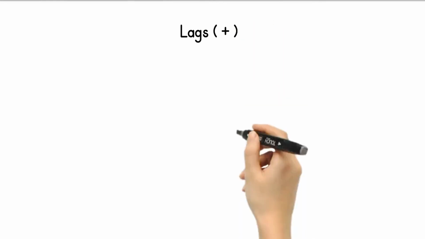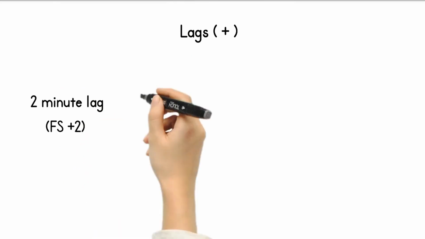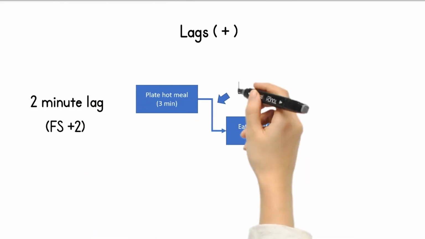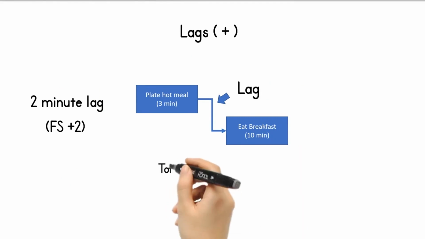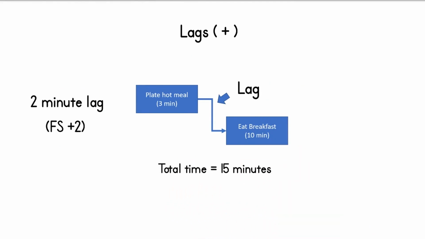In scheduling, use lags to introduce delays between dependent activities. In this example, we will introduce a 2-minute lag after plating the hot meal before we eat breakfast. The total time to plate the hot meal and eat breakfast is 15 minutes with a 2-minute lag.